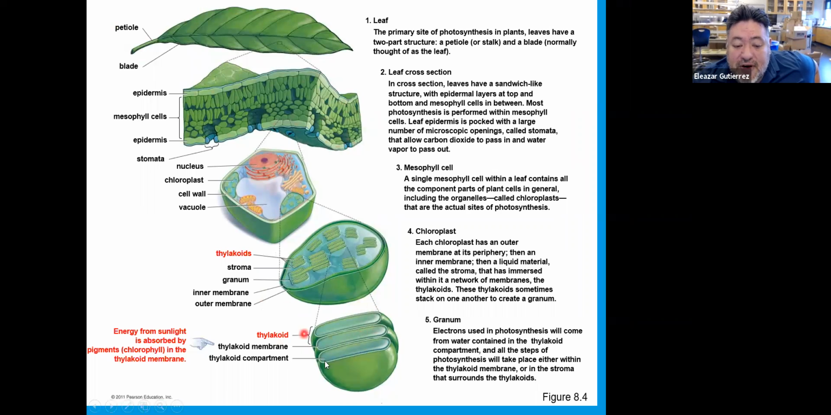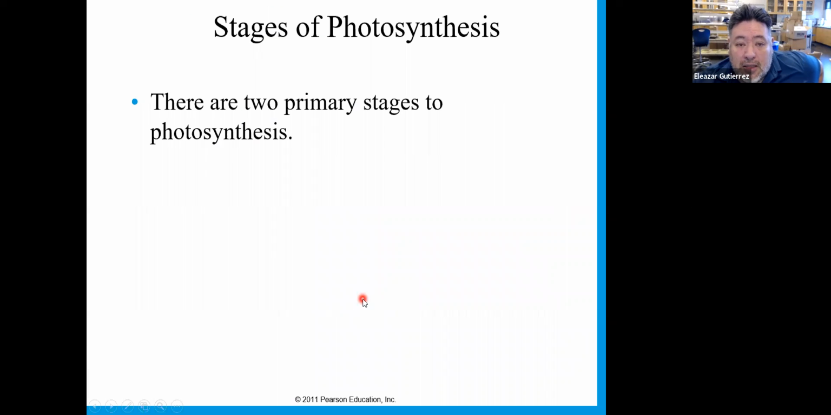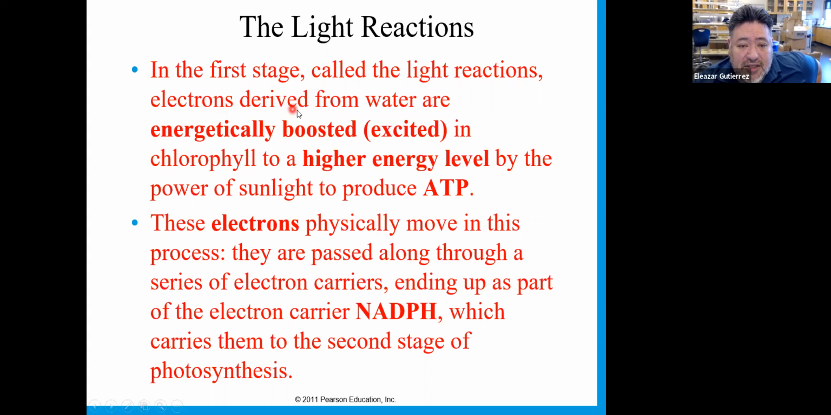So therefore, this thylakoid is very important, because this thylakoid is where those low energy electrons are being pumped up to a high energy using the energy from the sun to produce ATP, and they're going to be pumped a second time into photosystem 1 to produce NADPH. Okay. So energy from the sunlight is absorbed by pigments, chlorophyll, in the thylakoid membrane. Just where everything happens, right? Well, here and in the stroma. So, two primary stages to photosynthesis. In the first stage, called the light reactions, electrons derived from water are energetically boosted or excited in chlorophyll to a higher energy level by the power of sunlight to produce ATP. Okay, so everything I just finished saying.